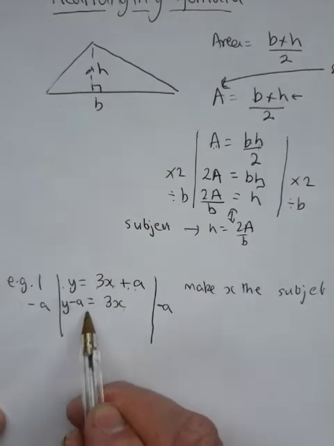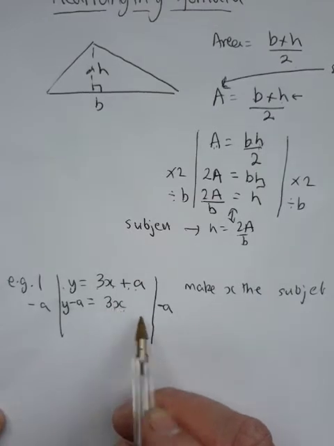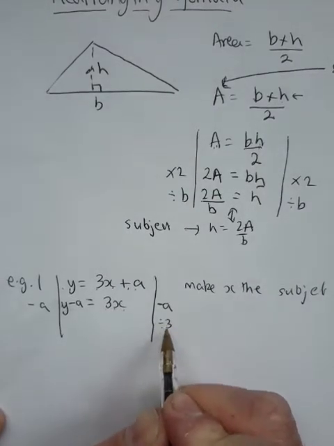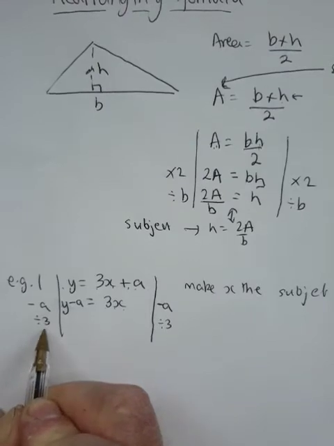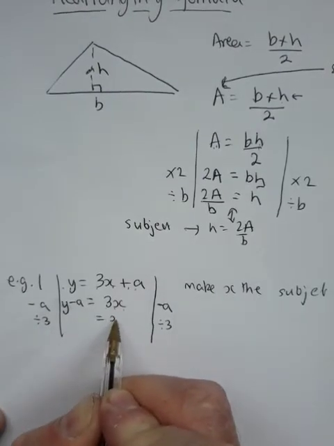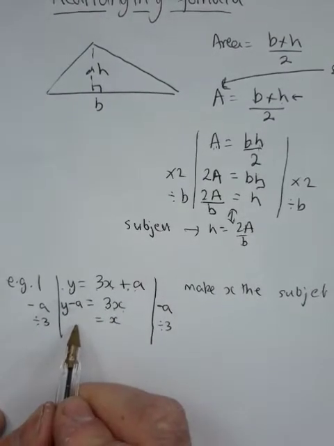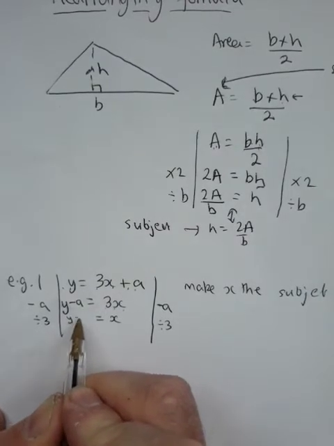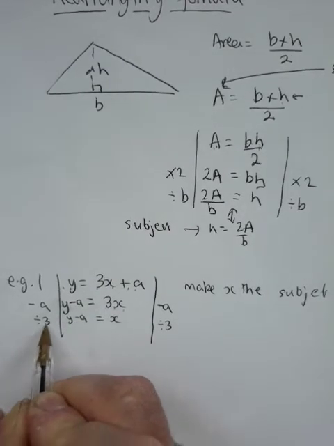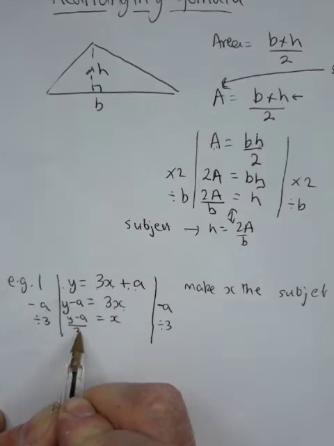Now what's stopping X being on its own now? The times by 3. So what I'm going to do is divide both sides by 3. The right hand side easily becomes X. What does the left hand side become? Well, what was there originally? We write out again Y minus A, and we're going to divide by 3. I write it like that.